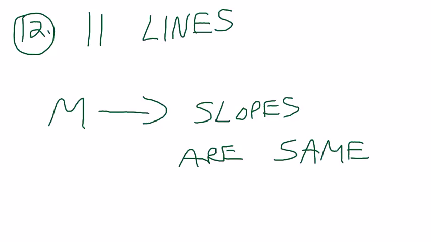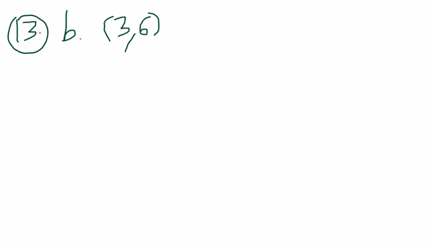Alright, the last one, 13. We're going to use what we just did there for 11 and 12. I'm going to skip A, the parallel part, because that's the easier one when you keep it the same. I'm just going to do perpendicular. Now for this last one, 13B, it gives us, we want to find the equation of the line that passes through (3, 6), and it's perpendicular to the line 2x plus 3y equals 7.